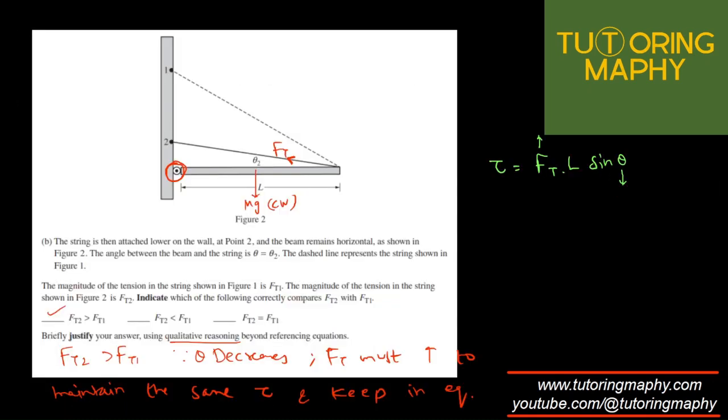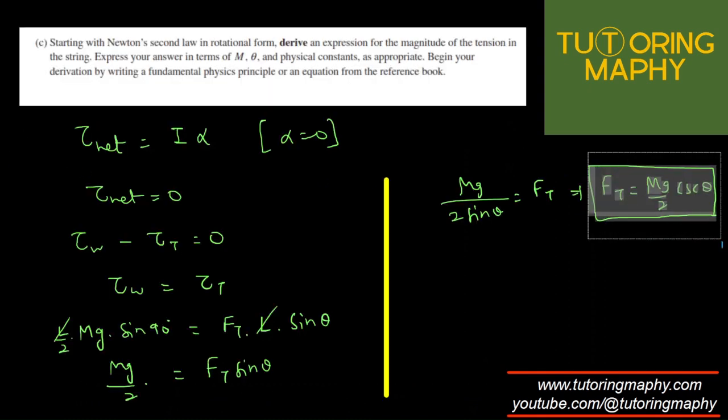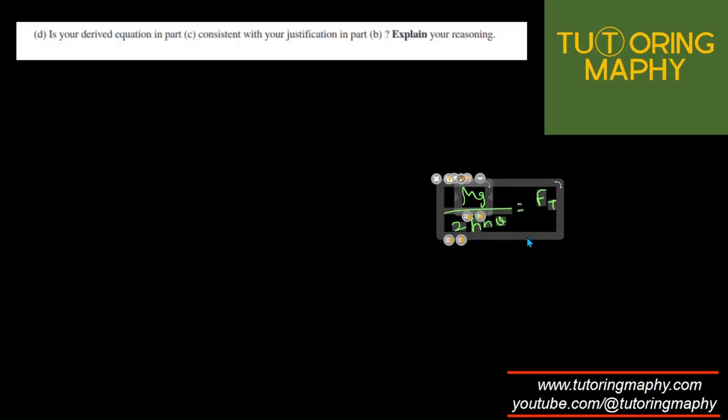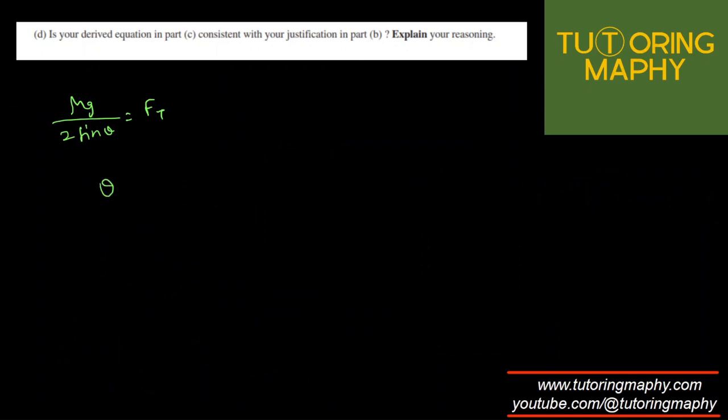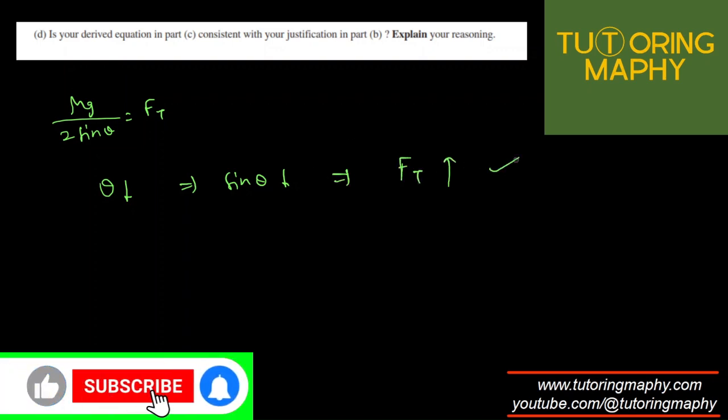Is your derived equation in part C consistent with your justification in part B? What was part B? Yes, it is consistent, because that's what we thought. In fact, in a way, I explained using the same equation, but yes, it is consistent because we can just borrow this and explain. Because of the decrease of theta, we can clearly see that sine theta also decreases. So as per this equation, Ft must increase, which is what we wrote in part B. So yes, it is consistent.